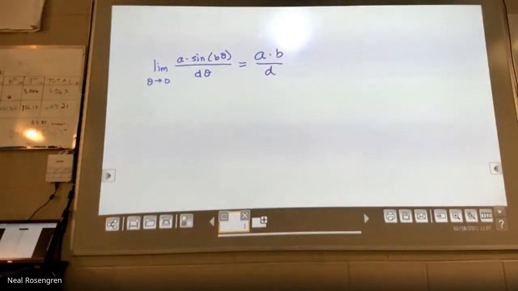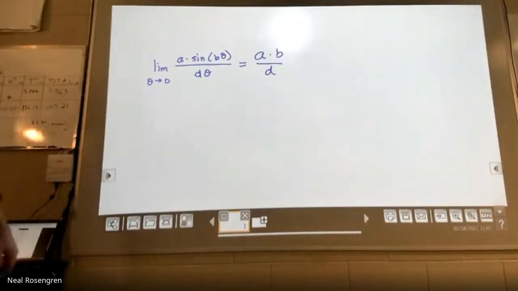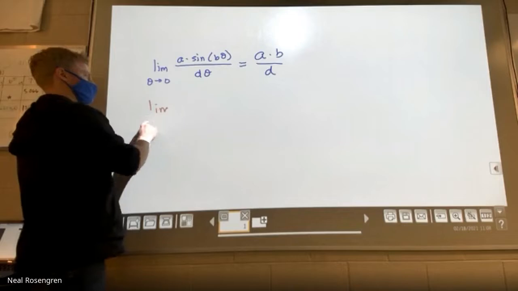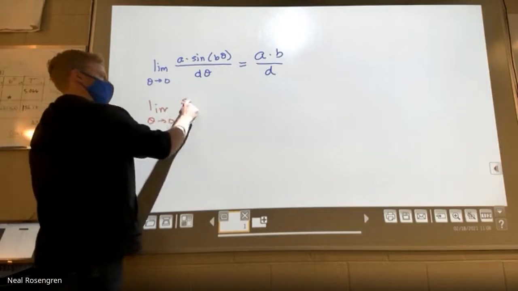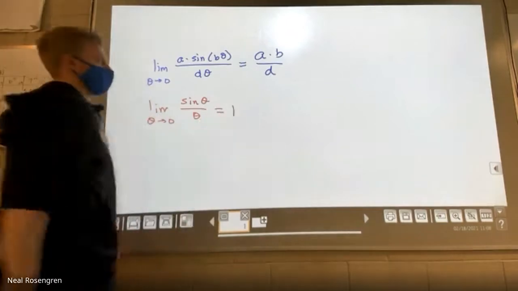52 and beyond. Okay. This is one of the first ones that we looked at. I really just wanted to make sure we super formalize it, made our lives really easy. It comes from the fact that as theta goes to 0, the sine of theta over theta is just 1. We can just pull that out.